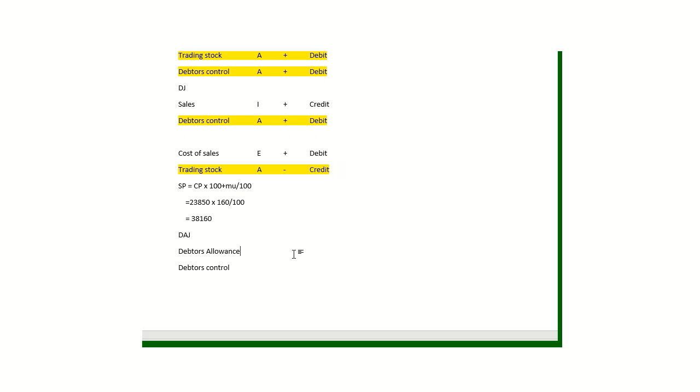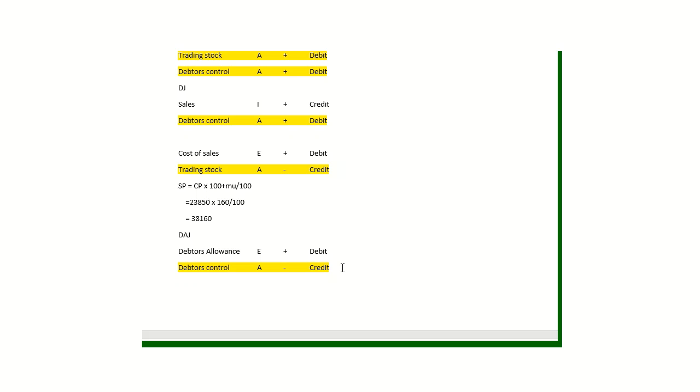We said a debtors allowance is an expense. It's costing us money. But now he's not buying more, he's returning some goods. So I'll have more expenses, and that means debit. Debtors control, we said that's an asset. The debtor returns some of the goods that he bought, so he'll owe us less. Credit. I am interested in that one.